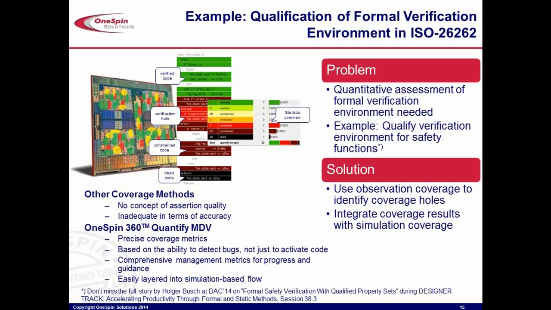There is another example here, which perhaps is my last one, where, as we have seen just before, there is this problem of quantifying the coverage that you achieve with your formal assertions, and hopefully also leveraging this to achieve your overall sign-off that you get from simulation, verification and formal. So in this specific case, there is a problem also qualifying your verification environment for safety functions. OneSpin has a specific tool in this arena.